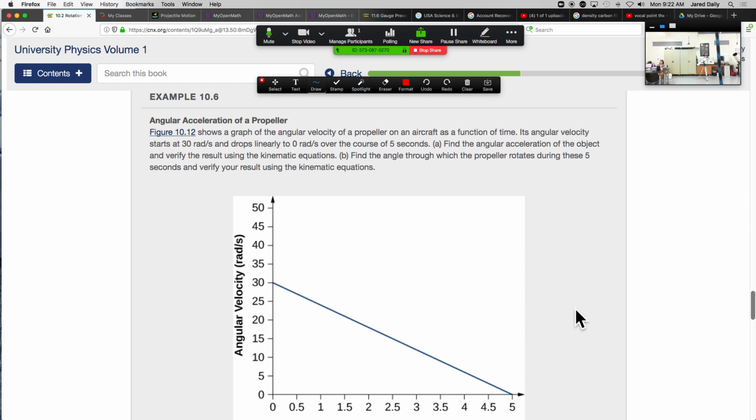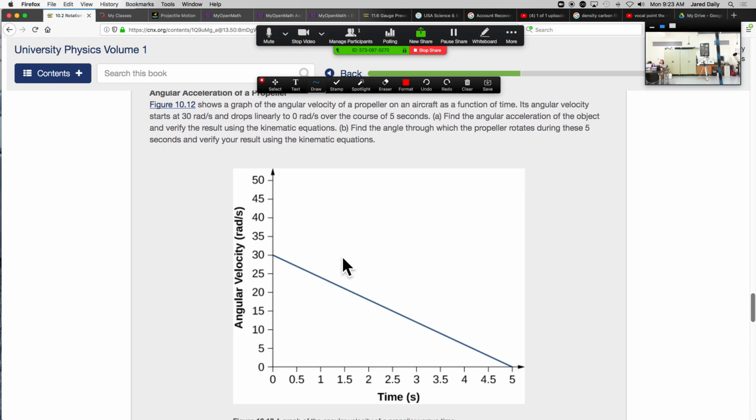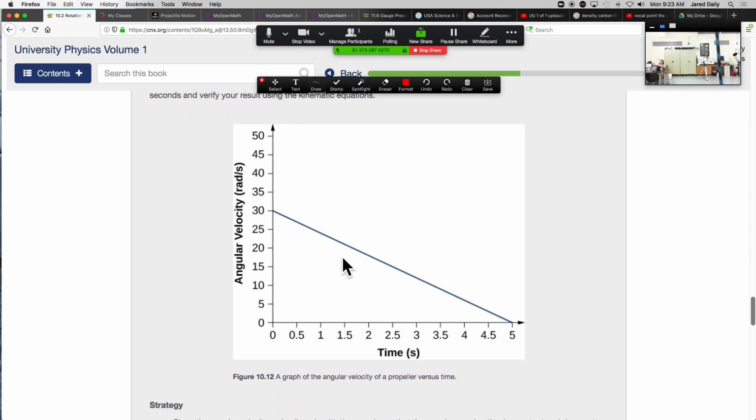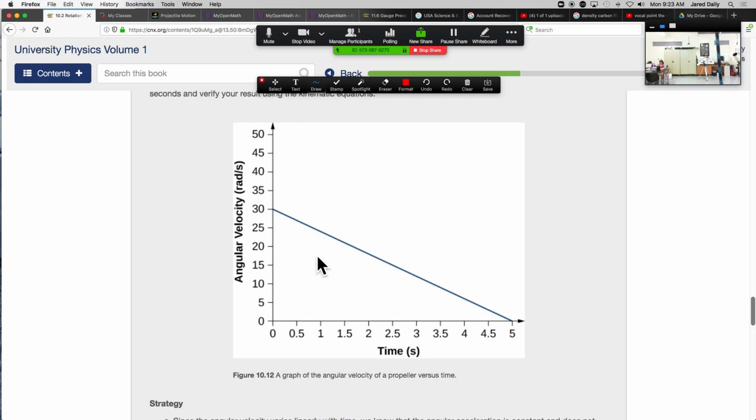Here they're showing the angular velocity of a propeller on an aircraft as a function of time, and just like with linear velocity, the slope of the velocity is the acceleration. So is this one speeding up or slowing down? Slowing down, but you can obviously see because in time the velocity is going down, but you can also see because the slope is negative, right?